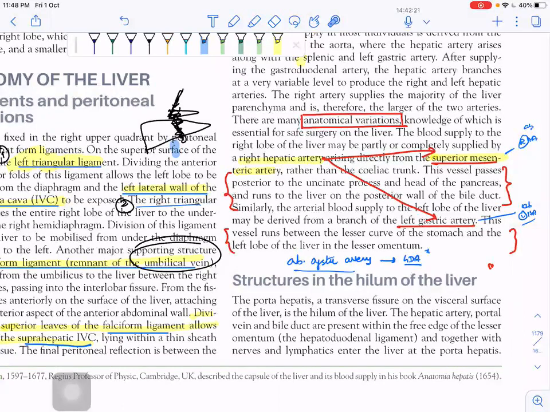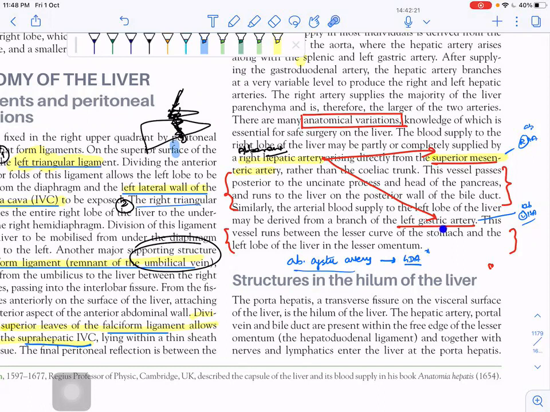There are two types of right hepatic artery variation. One is accessory and another one is aberrant. The aberrant right hepatic artery is the most common, and it mainly arises from the SMA. Likewise the aberrant left hepatic artery also exists, which arises from the left gastric artery.